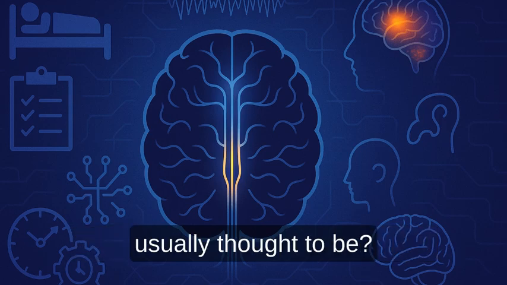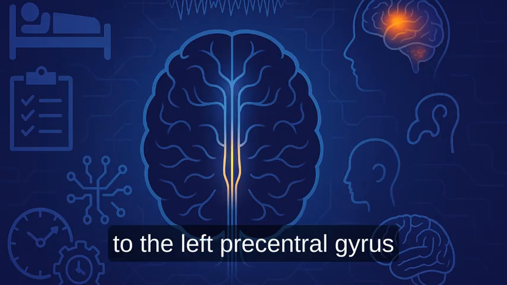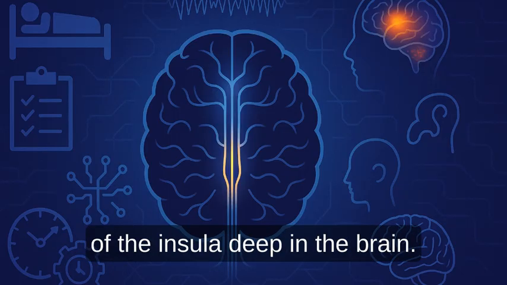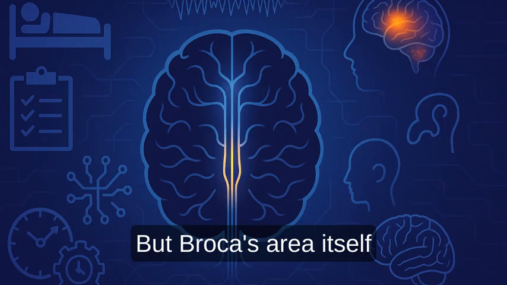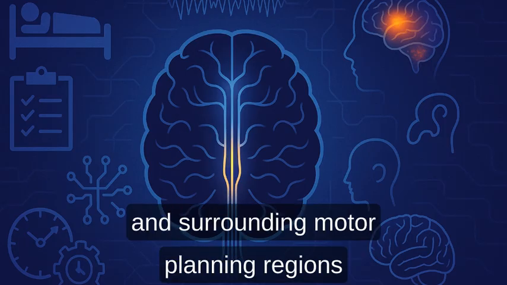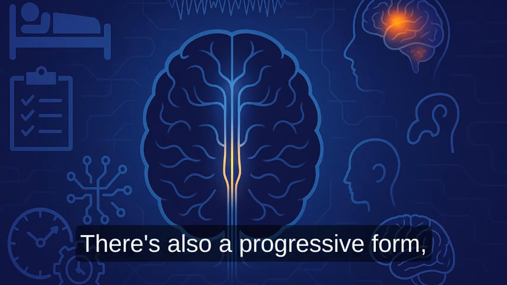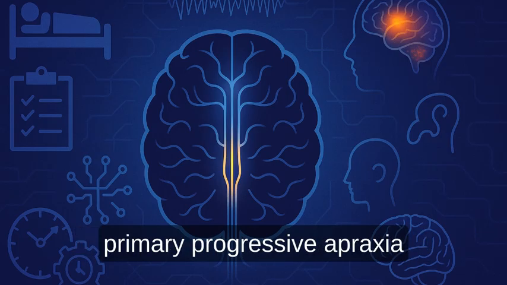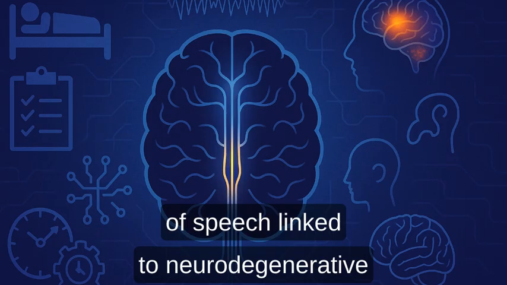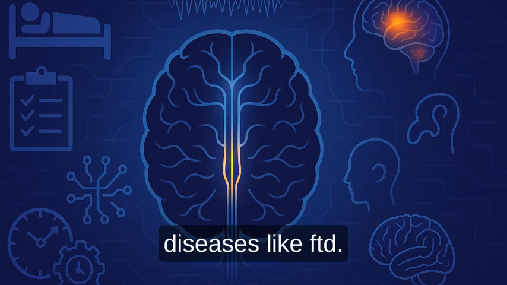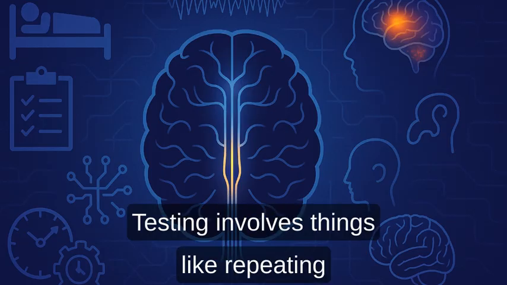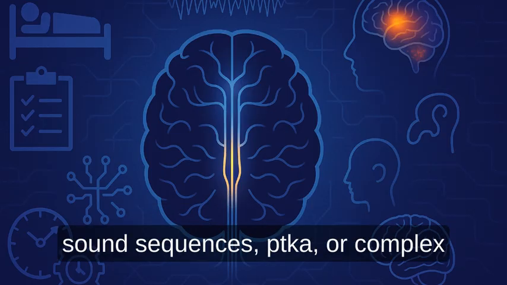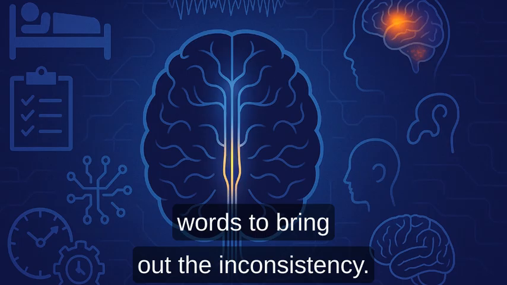Where's the lesion usually thought to be? Research often points to the left precentral gyrus of the insula, deep in the brain. But Broca's area itself and surrounding motor planning regions are also strongly implicated. There's also a progressive form, primary progressive apraxia of speech, linked to neurodegenerative diseases like FTD. Testing involves things like repeating sound sequences, pataka, or complex words to bring out the inconsistency.